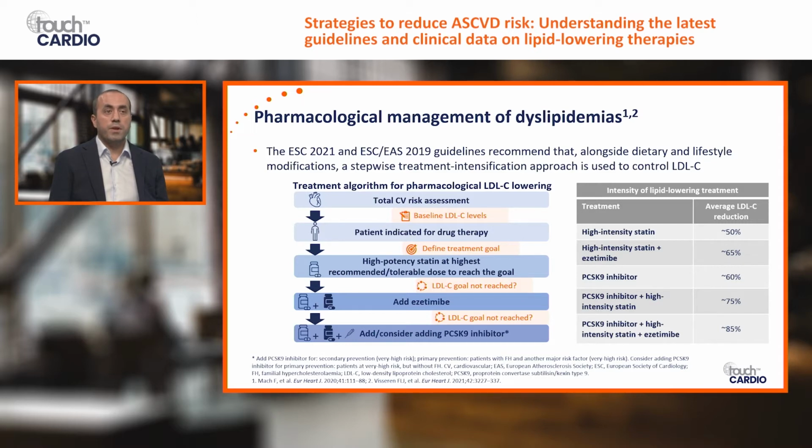The treatment algorithm for pharmacological LDL-C lowering according to guidelines starts with the total cardiovascular risk assessment and the determination of baseline LDL-C levels. Once there is an indication for the patient for drug therapy, we have to define the treatment goal and first use a high-potency statin at the highest recommended or tolerable dose to reach this goal. And if this goal is not reached, we can add ezetimibe, and in the next step may even consider adding a PCSK9 inhibitor.